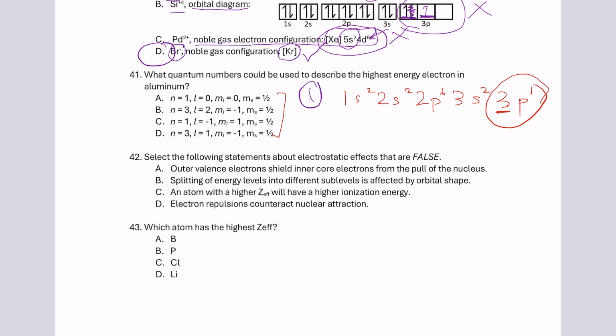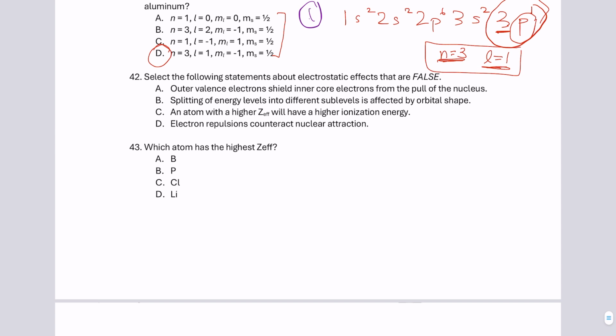Now, 3 tells us our principal quantum number, and the P tells us our L value. When L is equal to 1, we're dealing with the P subshell. This information alone is going to help us easily choose the correct answer because there is only one option where N is equal to 3 and L is equal to 1, and that's answer choice D. So 41 is D. 42 says select the following statements about electrostatic effects that are false.